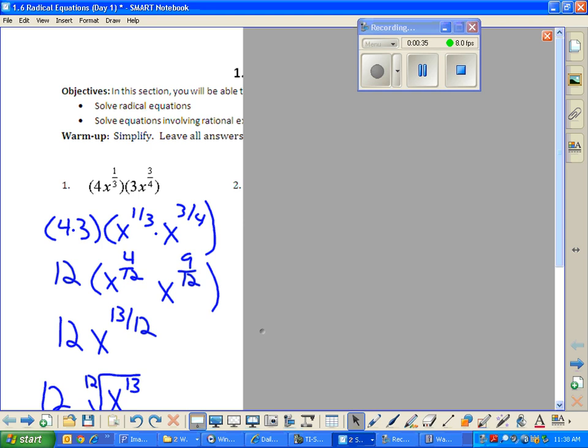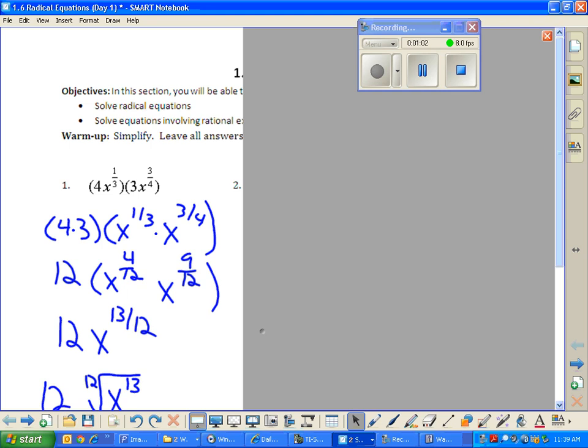We learned last week that when you have like bases multiplied together, you are allowed to add your exponents. So I then had to add 1/3 and 3/4, but you need a common denominator. The common denominator for 3 and 4 is 12. So essentially what I had to do there was add 4/12 to 9/12. You do get 13/12 for your exponent for x.